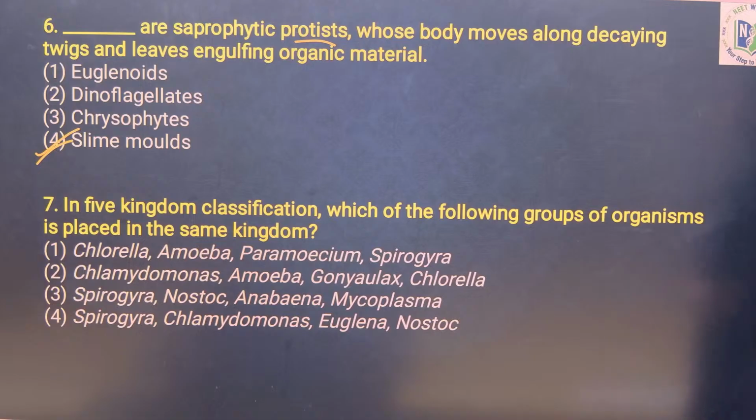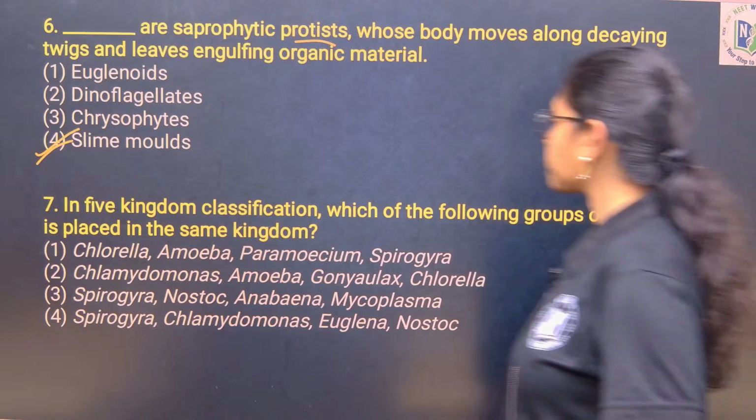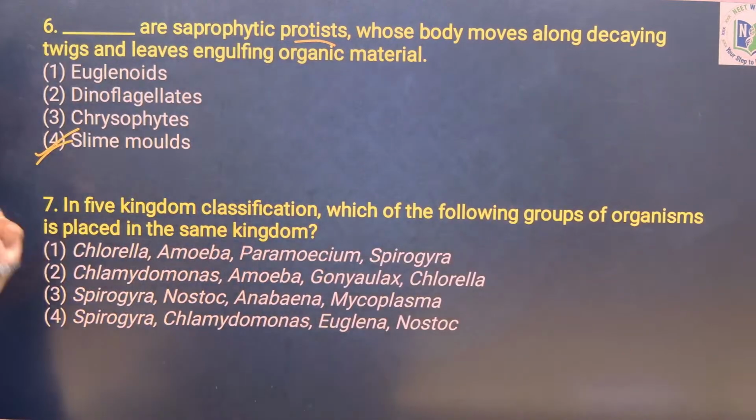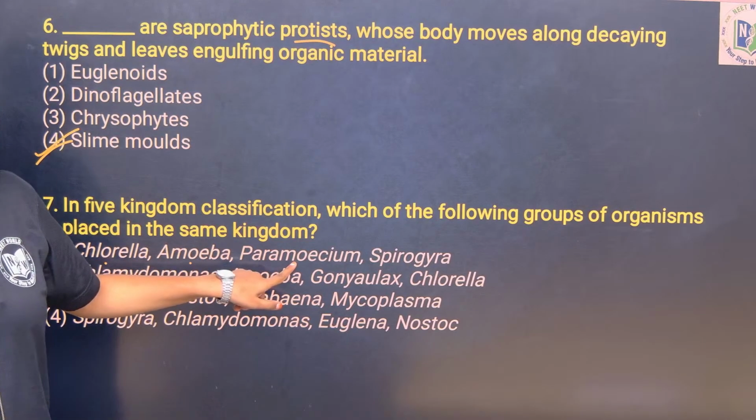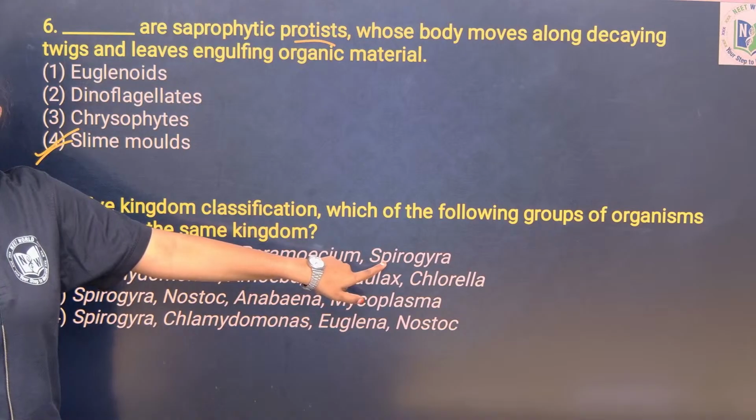If you answer this, see. Good. Answer carefully. C. Chlorella belongs to algae. We can also consider it as Protista because it is unicellular. Amoeba, Protista. Paramecium, Protista. Spirogyra, algae. Okay.